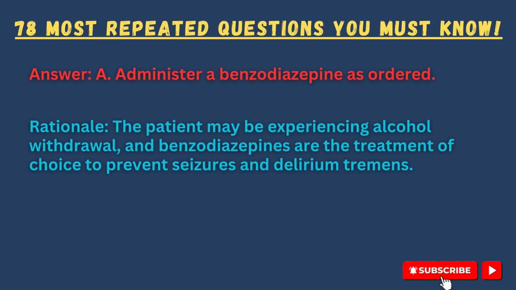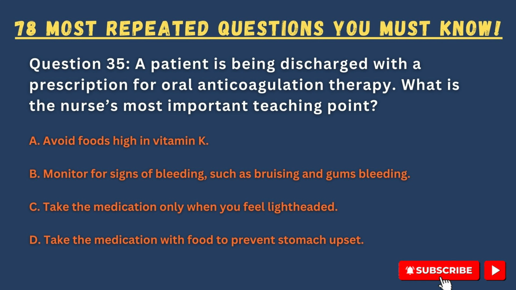Answer. A. Administer a benzodiazepine as ordered. Rationale. The patient may be experiencing alcohol withdrawal, and benzodiazepines are the treatment of choice to prevent seizures and delirium tremens.